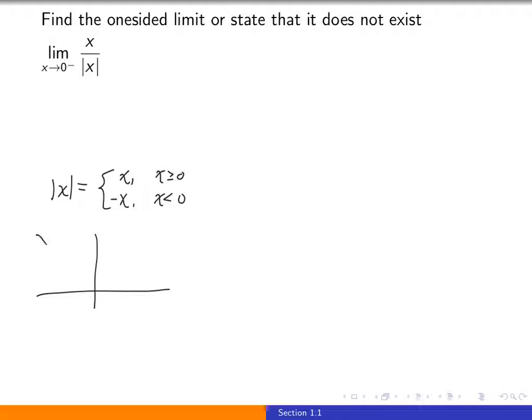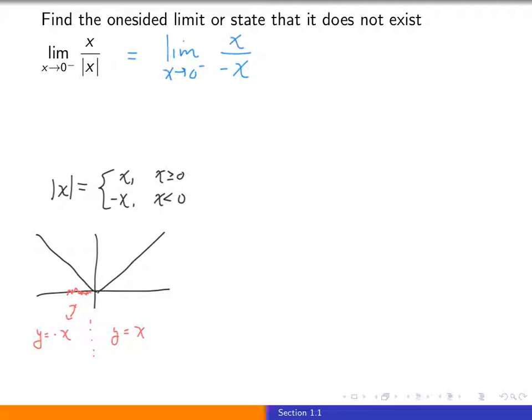So remember the graph of the absolute value. To the left of 0, you're looking at the graph of the line y equals minus x. To the right of 0, the graph of the line y equals x. So when we evaluate the above limit, we're thinking about approaching 0 from the left. So when we're approaching 0 from the left, the function that we need to think about is y equals minus x. So this becomes the limit as x approaches 0 from the left of x divided by minus x.